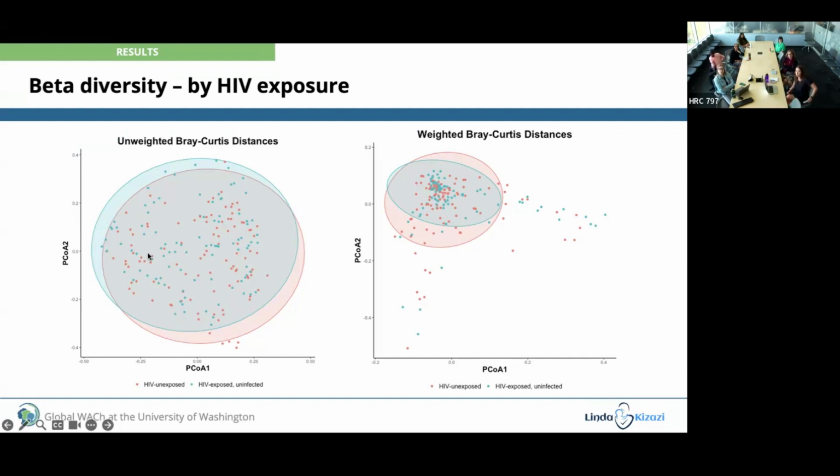The difference between the left and the right is that on the left, we're just comparing whether viruses are there or not, so presence or absence, thinking of it like richness, where it's just what's there. And on the right, we're accounting for how much of each thing is there, and it uses relative abundance. And so we see that there's some weird clustering happening, but it's not by HIV exposure.